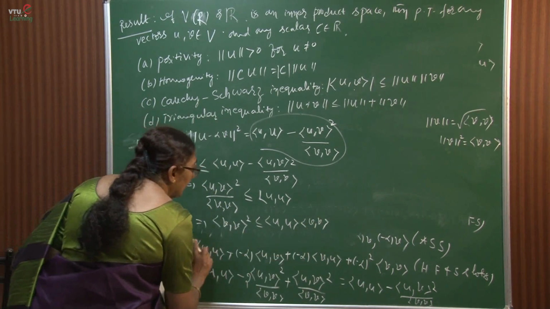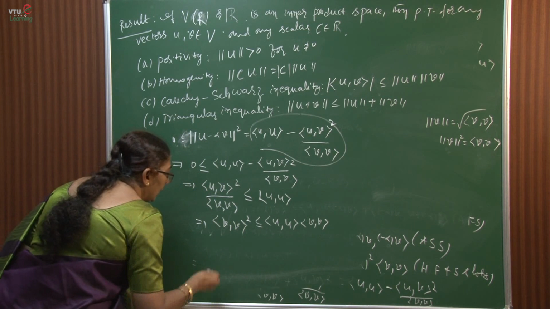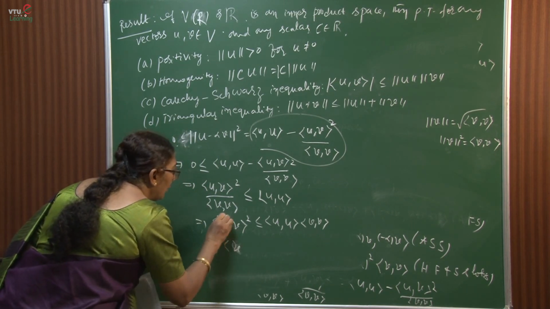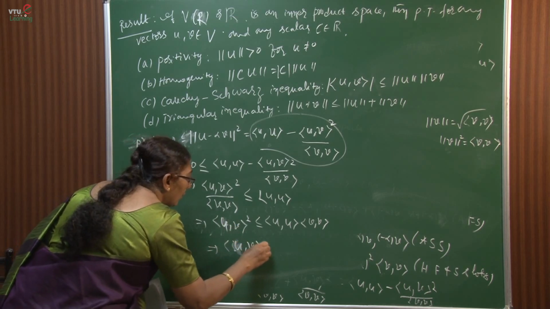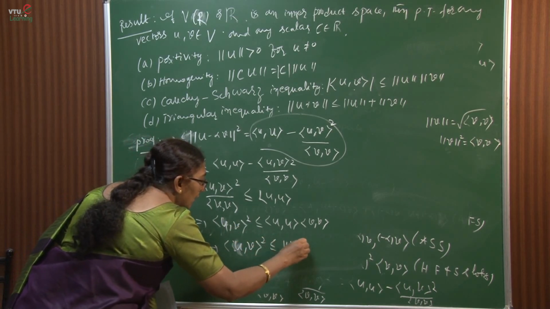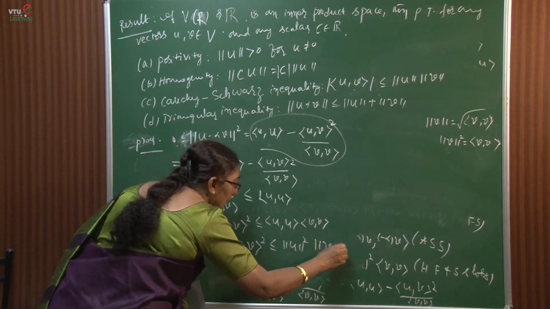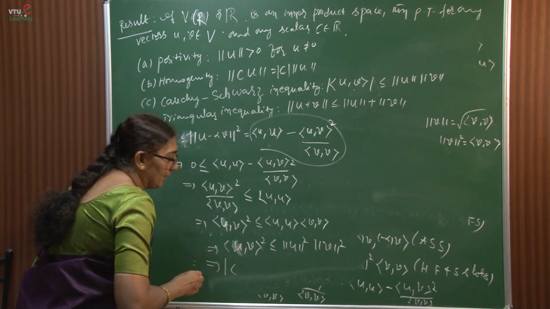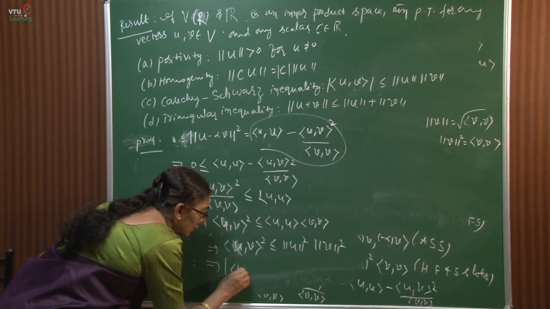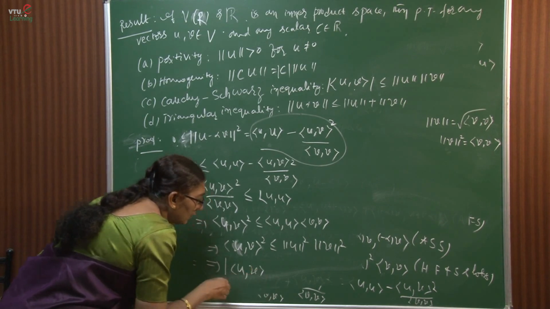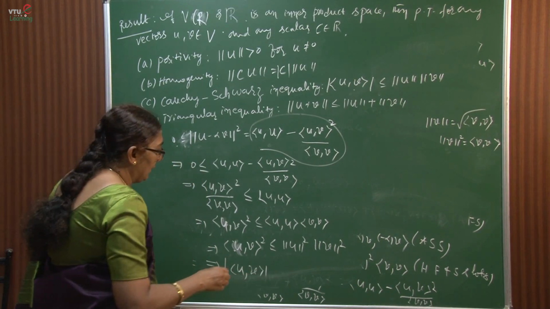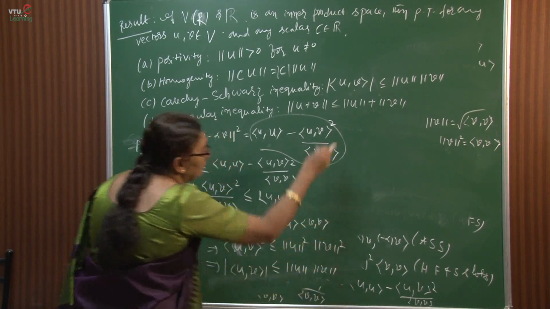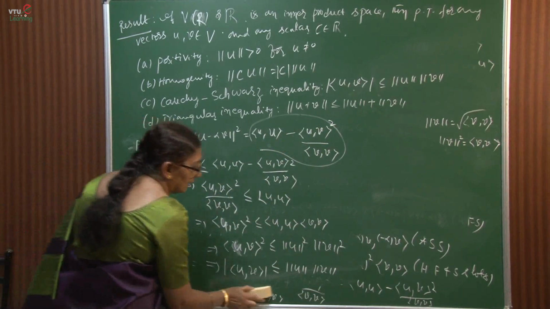Okay. From the definition of norm, the inner product of u comma v, whole square, is less than or equal to norm u square into norm v square. That implies, removing the square by taking the square root, the absolute value of the inner product of u and v is less than or equal to norm of u into norm of v. This is very important. Observe carefully.